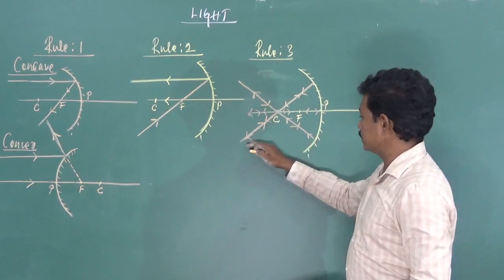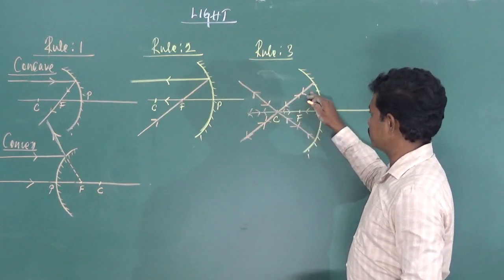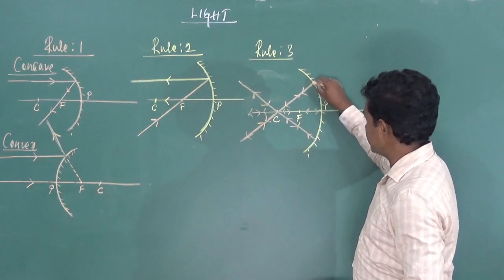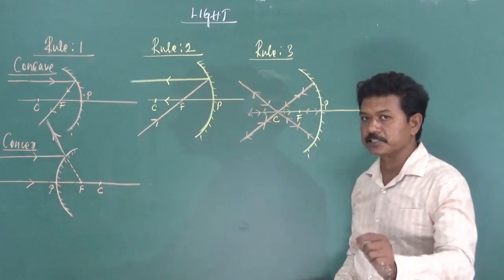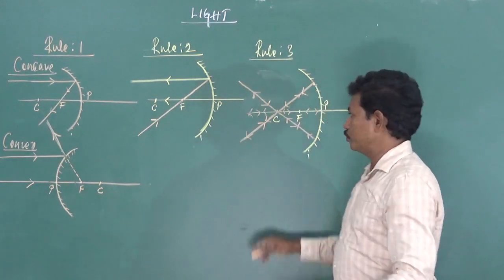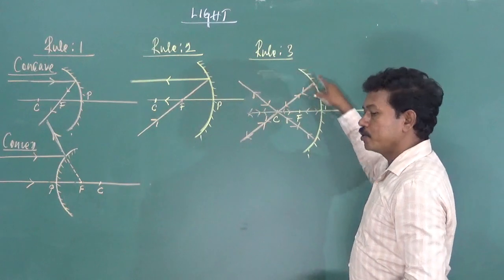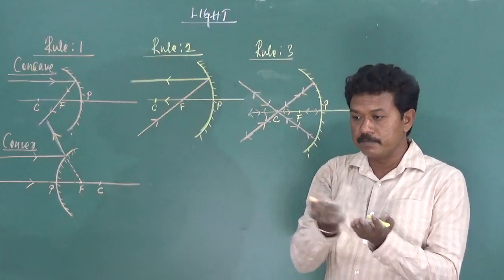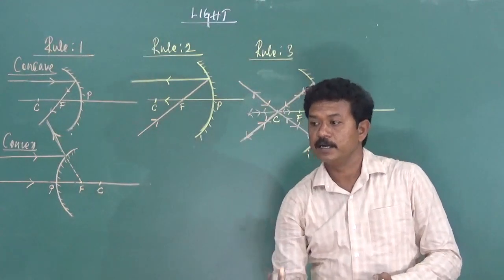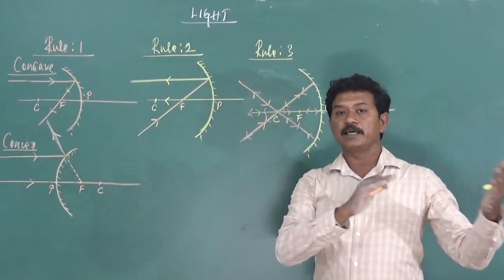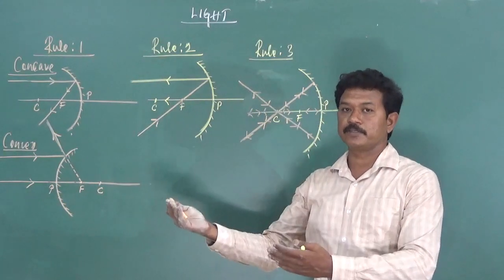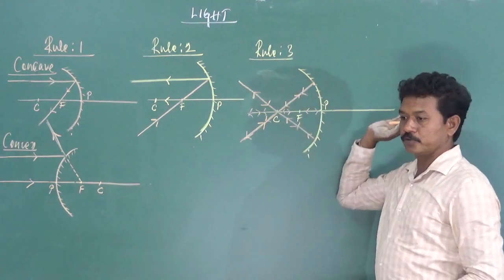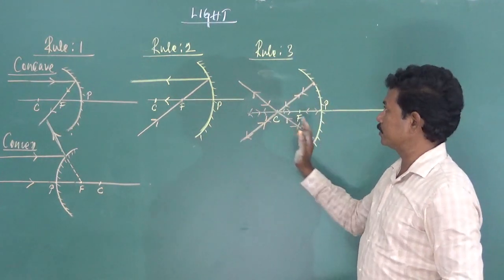Because if a light ray is traveling through the center of curvature of the mirror, while getting reflected at this point, the mirror acts like a plane mirror, as though the light is falling normally on the spherical mirror. So what happens when the light ray falls normally on a plane mirror? It is going to get reflected and moves back in the same direction, because the angle of incidence will be 0 and the angle of reflection will be 0. So the same thing happens in rule 3 also. So this you have to remember.